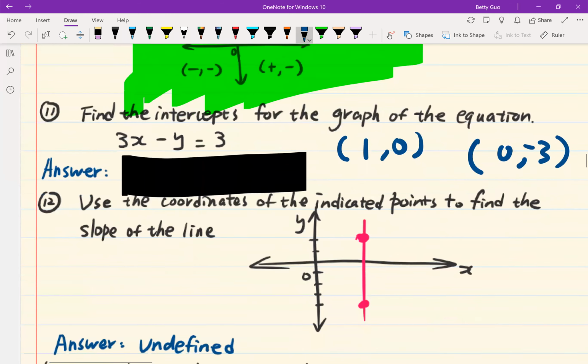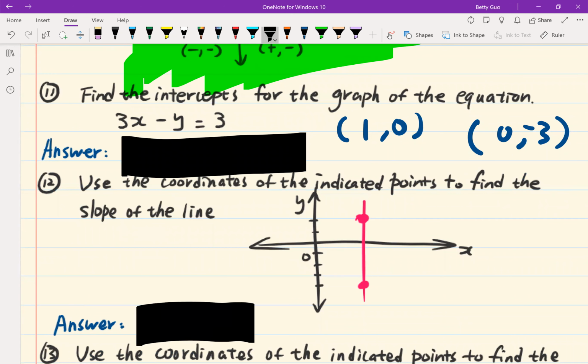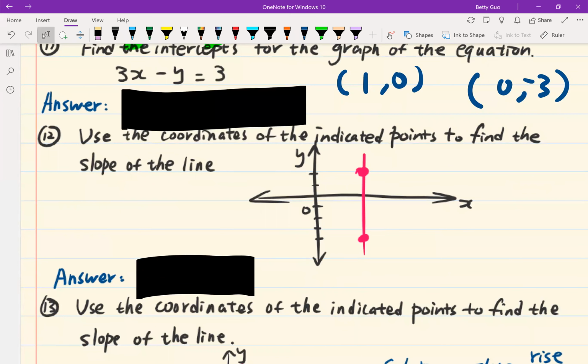What kind of straight line is that? Vertical, right? What's the slope of this straight line? Not 0, okay? Undefined. Again, when you see the lines horizontal, slope is 0. When you see the lines vertical, slope is undefined. Number 13.